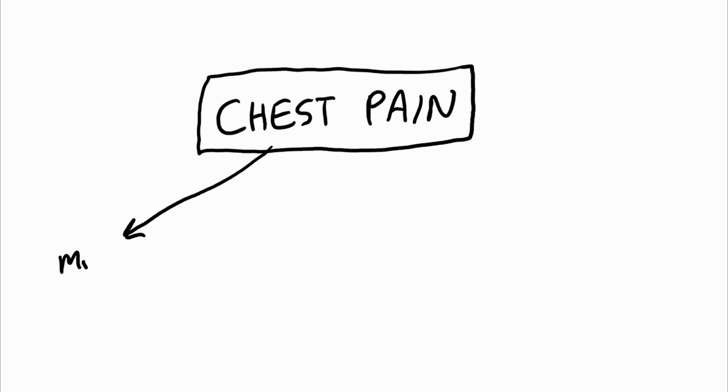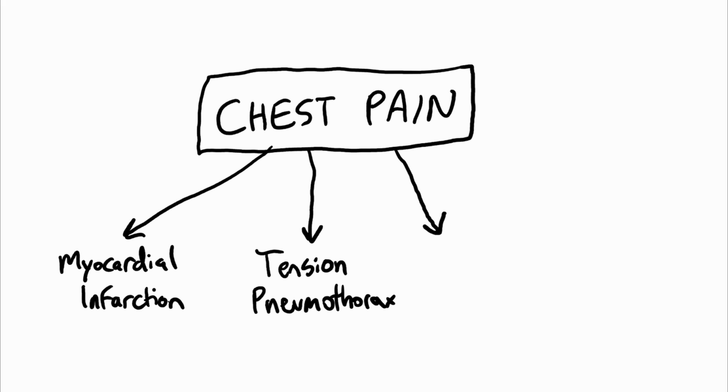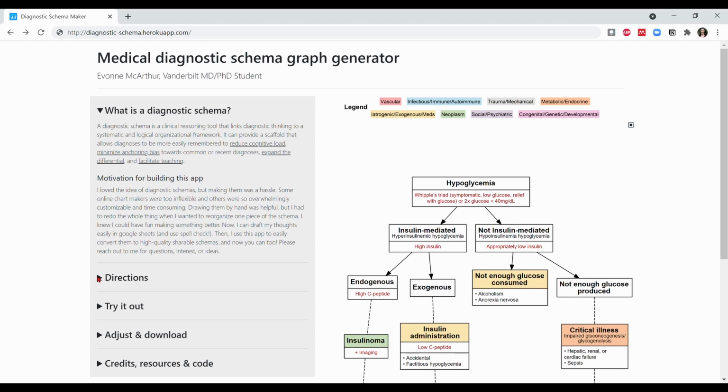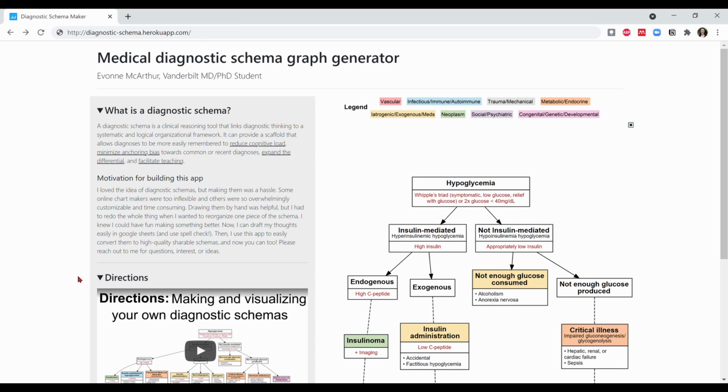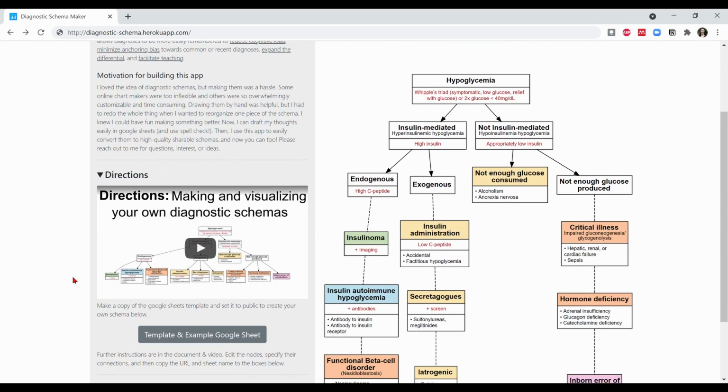So let's think of a patient with chest pain. I start to consider my differential diagnoses. To convert this sketch to a high-quality PDF, let's go to the web tool at diagnostic-schema.herokuapp.com. Then, under the Directions tab, click on the button to go to the Google Sheets template.